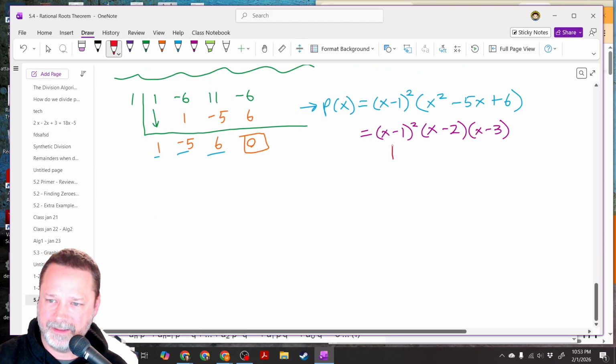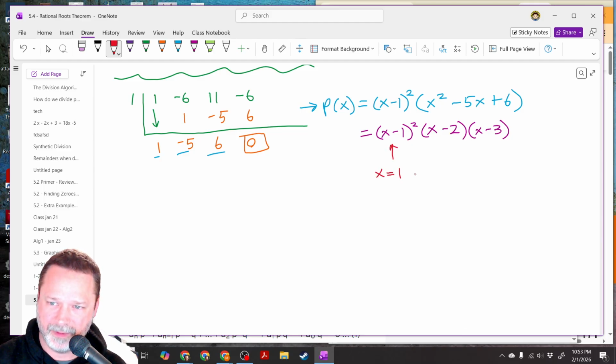So now I know all my roots and the nature of each root. We got a root at x equals 1 with multiplicity 2. We got a root at x equals 2, multiplicity 1, and a root at x equals 3, multiplicity 1. 3 roots, 1 came up twice. So you'll love to see it.